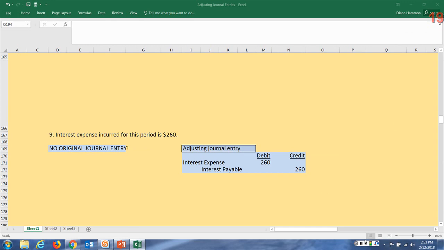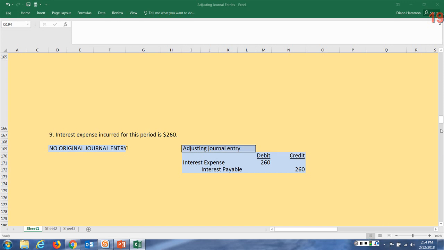Okay, we have one more scenario here. Interest expense incurred for this period, $260. Again, there is no original journal entry to contend with. We only need to record this expense that has been incurred. We need to accrue it, write it down, record it. So the adjusting entry would be interest expense, debit, $260. Interest payable would credit for $260.